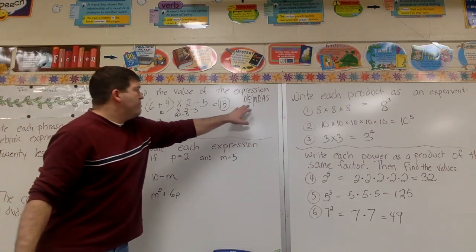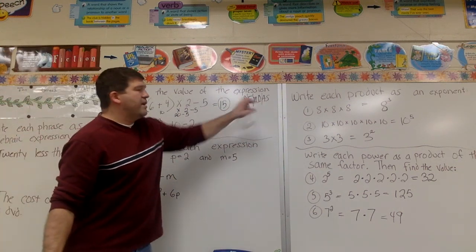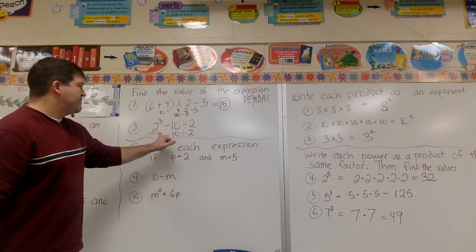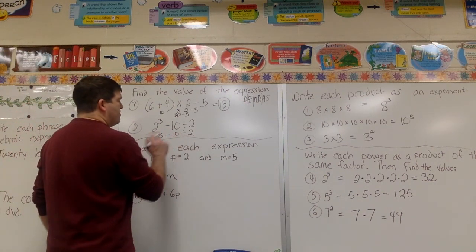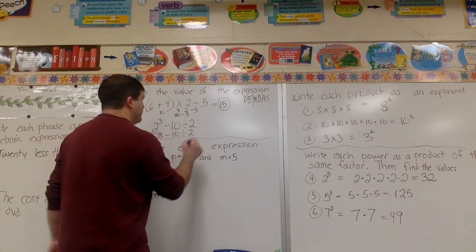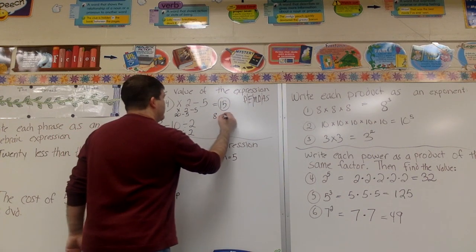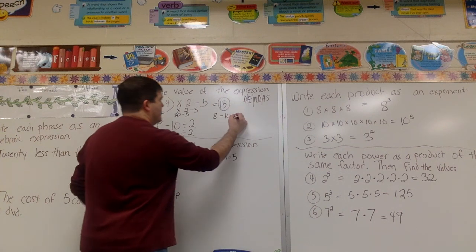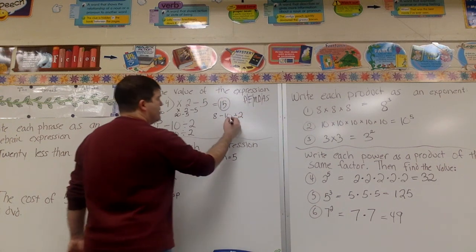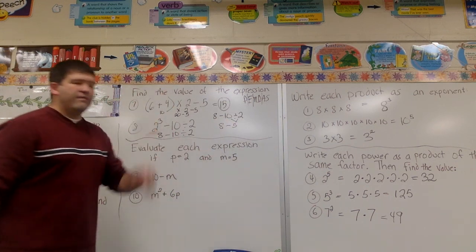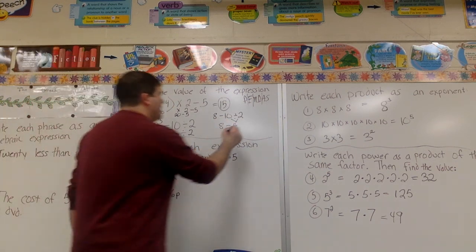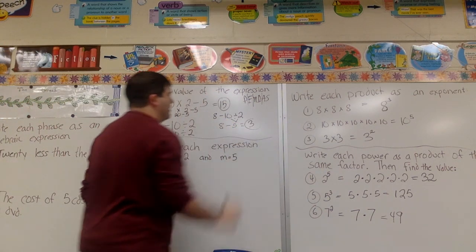Okay, no more exponents. Multiplication and division, left to right. This is subtraction. I don't do this first. I gotta come here. 10 divided by 2 is 5. I'm gonna bring it up here. So 8 minus 10 divided by 2. So I do this first. That gets me 5. Bring down that. All I have left is the 8 minus 5, and that gives me 3. Okay?